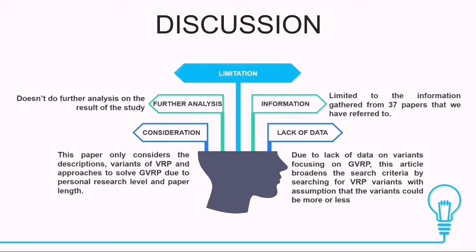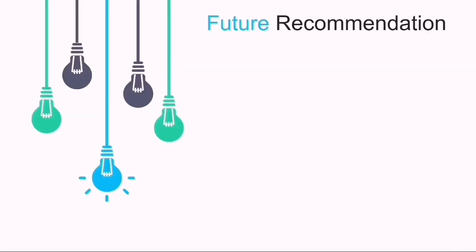This study is limited to the information gathered from 37 papers that we have referred to earlier. This paper has gone over a lot of material regarding GVRP, but there are still a few things to look into for further research. Although the number of systematic literature review studies is rising, systematic literature reviews in GVRP are still limited, suggesting that researchers could expand systematic literature review studies in GVRP. There are many topics that can be covered due to this limitation.